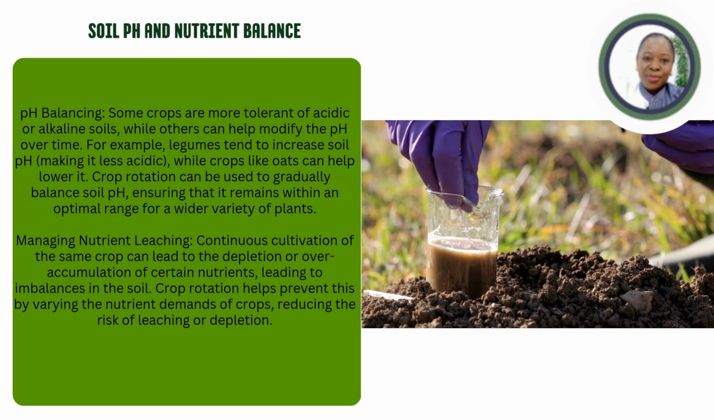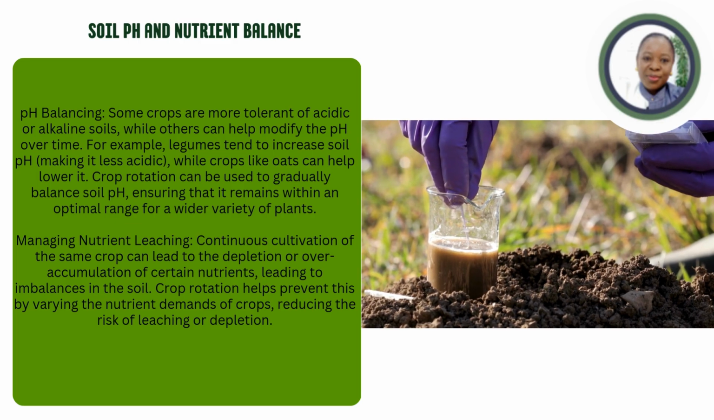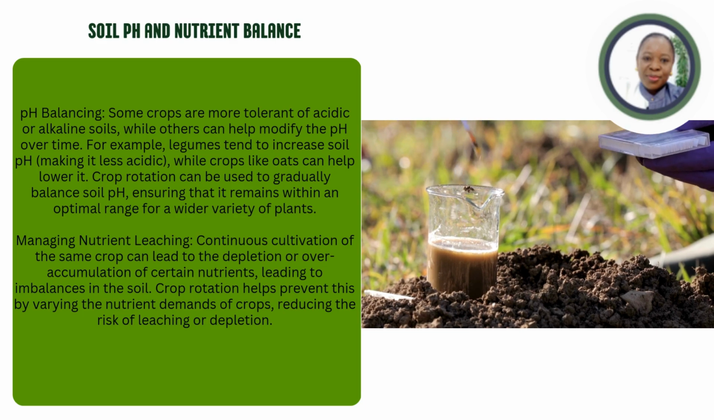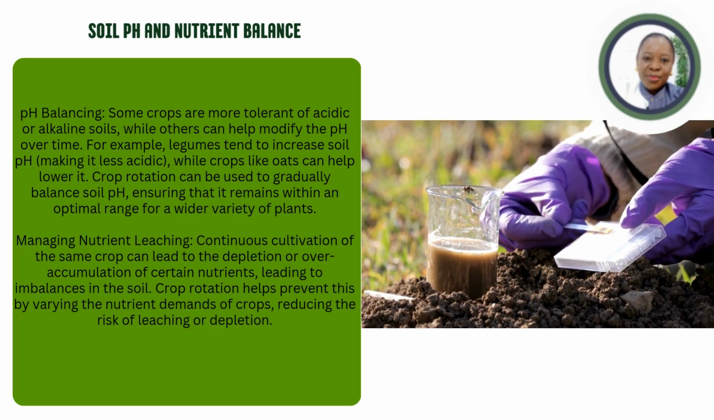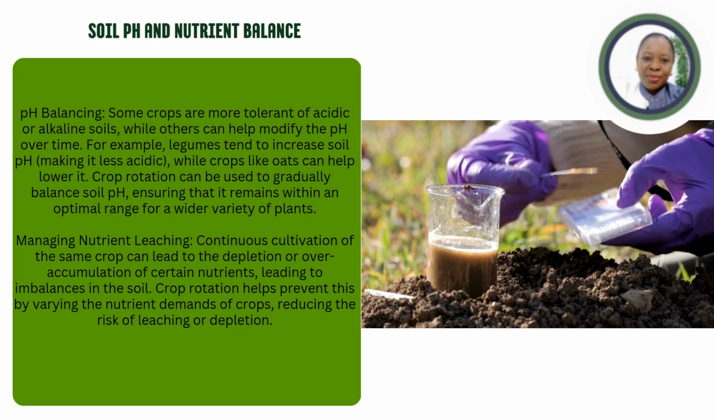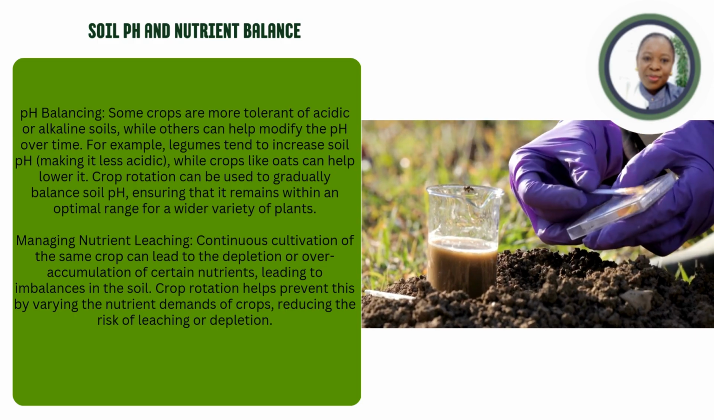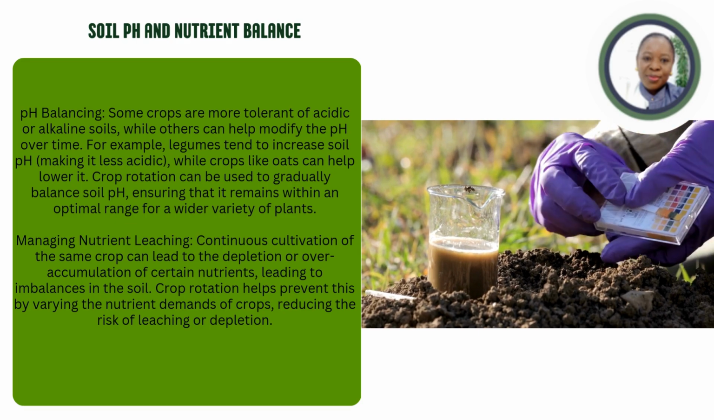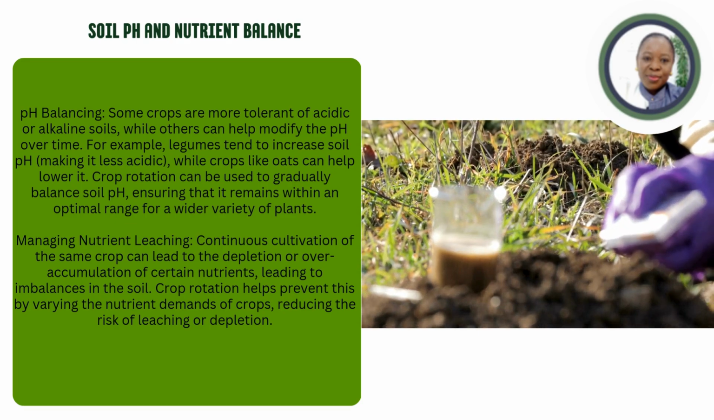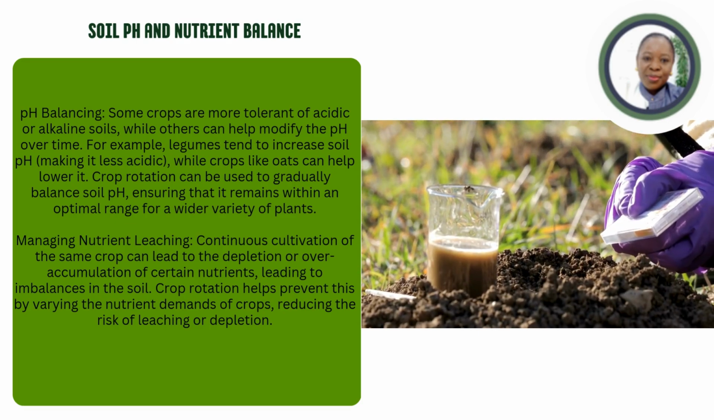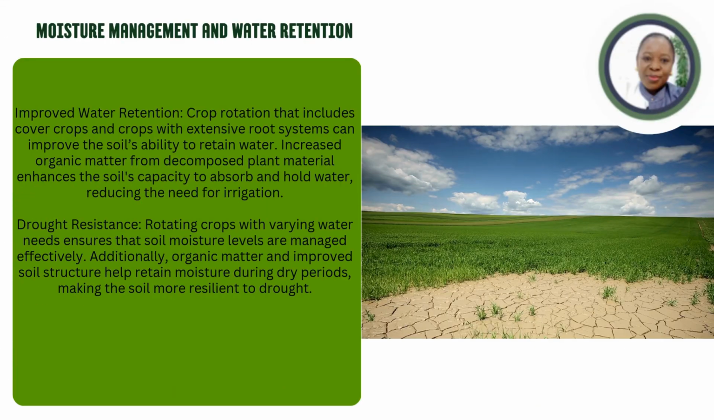Continuous cultivation of the same crop can lead to the depletion or overaccumulation of certain nutrients, leading to imbalance in the soil. Crop rotation helps prevent this by varying the nutrient demands of crops, reducing the risk of leaching or depletion. Improved water retention.